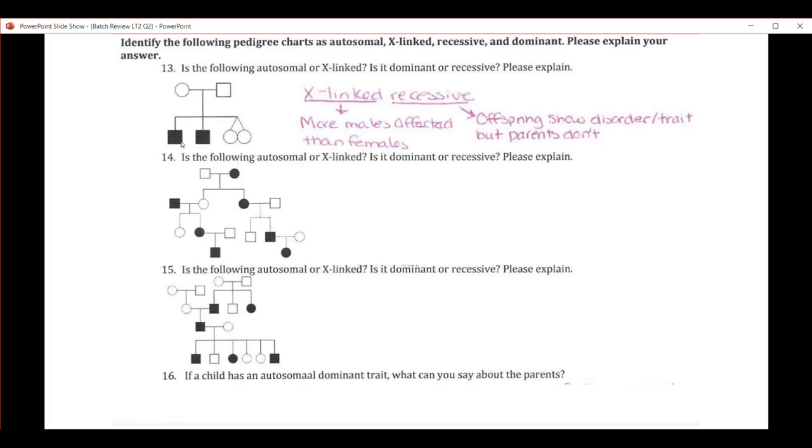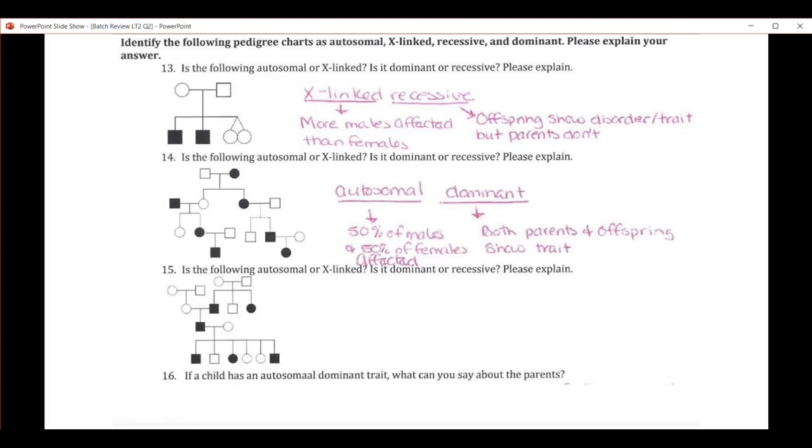Okay, number 14: is the following autosomal or X-linked? Is it dominant or recessive? Okay, let's look at this one. So first of all, it doesn't skip any generation, so it's highly likely to be dominant rather than recessive. And then let's look at this one. 1, 2, 3, 4, 1, 2, 3. There is an almost equal number of males and females that are affected. So it's autosomal dominant. 50% of males, 50% of females are affected. Both parents of offspring show the trait, and that is found in all generations.